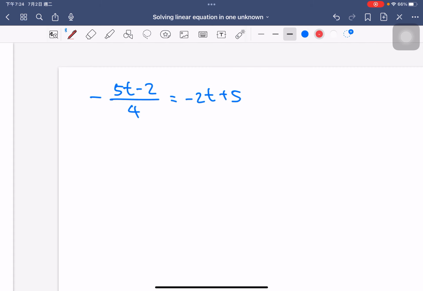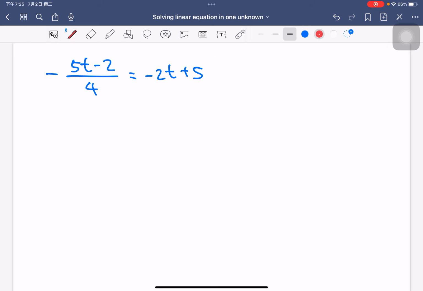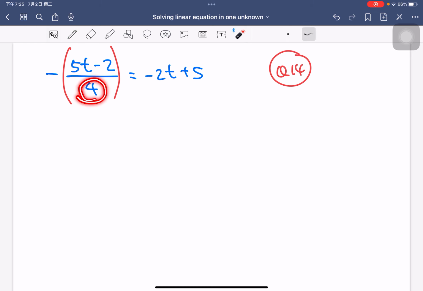Moving to another harder example, this is question 14. For this one, it's actually a little bit hard because some of the students misunderstood that this is actually a fraction, and if you have a negative outside the fraction, it's actually the whole thing taking the negative. So it's actually like adding a bracket outside. Now we can times this 4 to the right hand side first, isn't it? Because I don't want the divided by 4. Originally it's divided by 4, moving to the right it becomes times 4.